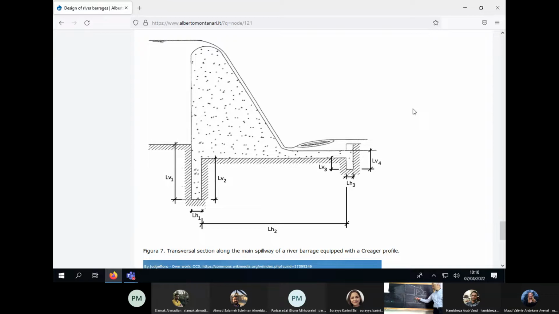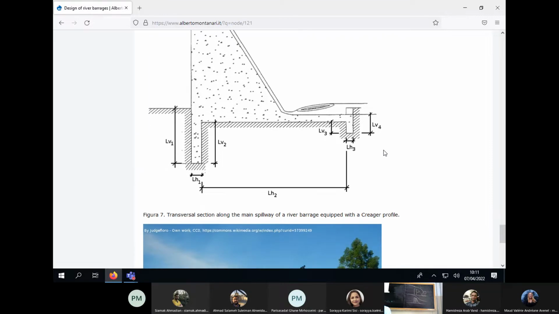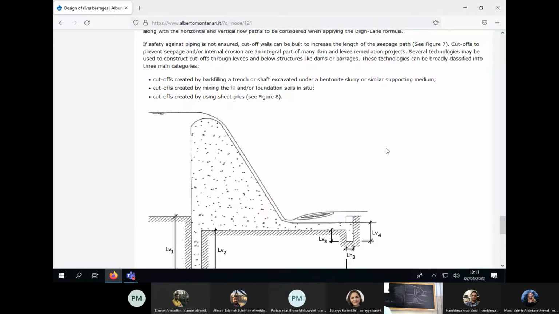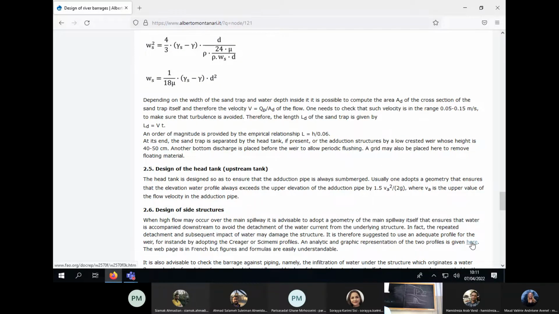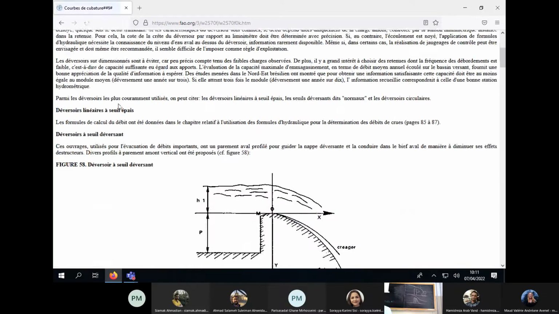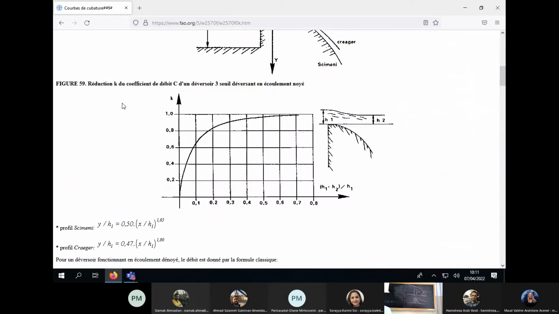Of course, the shape depends on the flow, on the amount of flow. The larger the flow, the more extended downstream the profile should be. There is a link in my website that gives you a document in French, which you don't have to open. I mean, it's just for your information, and gives you the formula for the profile.